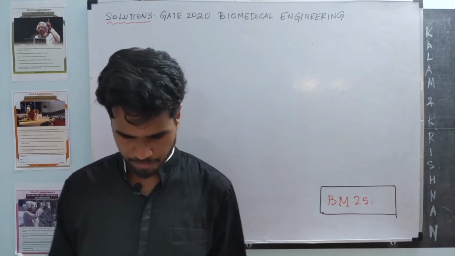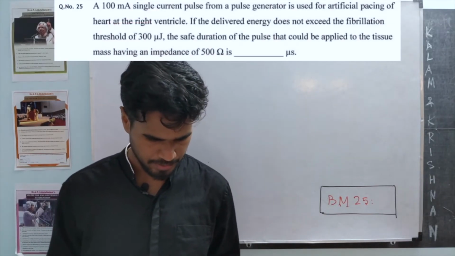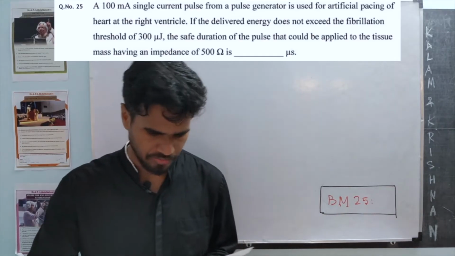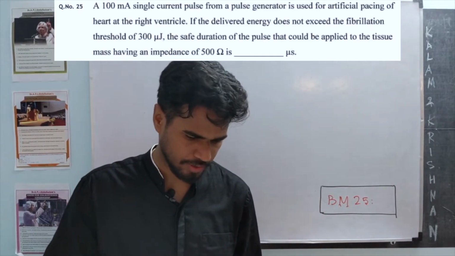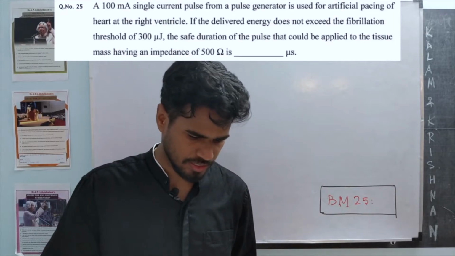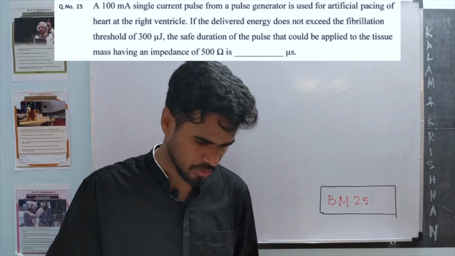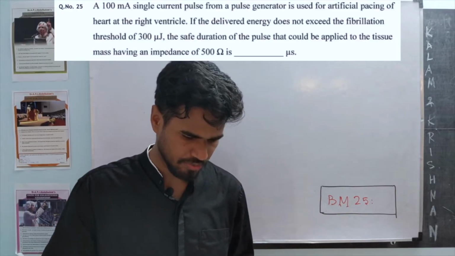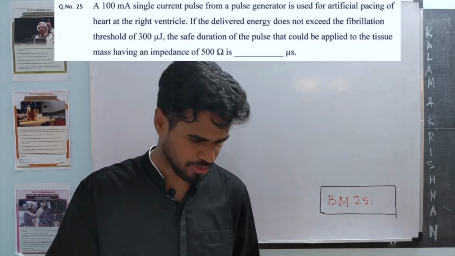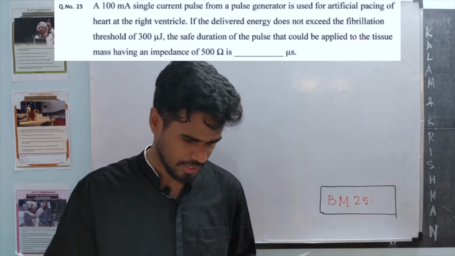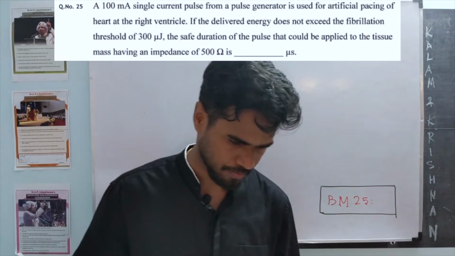25th question. A 100 milliamp single current pulse from a pulse generator is used for artificial pacing of the heart at the right ventricle. If the delivered energy does not exceed the fibrillation threshold of 300 microjoules, the safe duration of the pulse that could be applied to the tissue mass having an impedance of 500 ohms is dash microseconds.